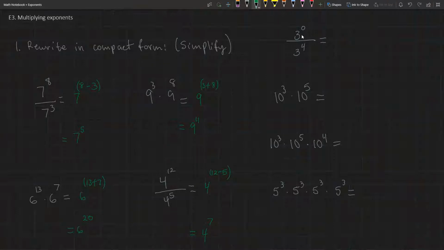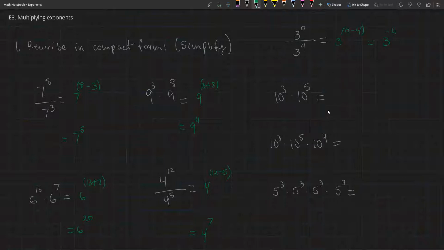This one, don't worry about what 3 to the 0 means right now if you don't know that, but let's apply the idea. This still means 3 to the 0 minus 4 in that order. It can't be 4 minus 0. That's incorrect. So this just becomes 3 to the negative 4. And if you don't know how to deal with negative exponents, don't worry about it. That's not the emphasis of this video right now. There will be a video about that, probably the next one coming up.